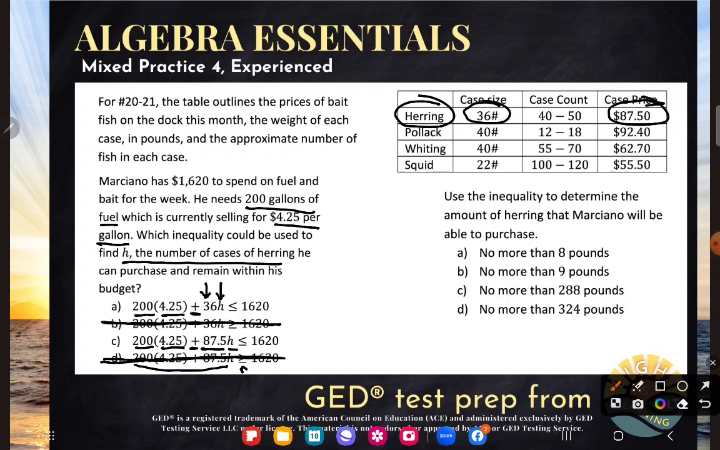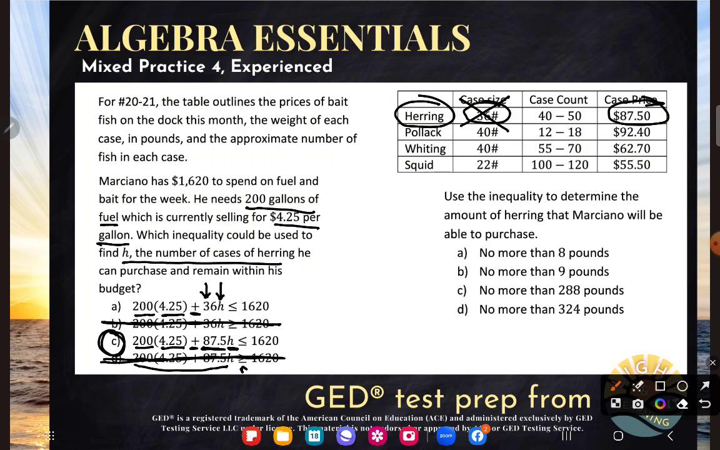I'm trying to figure out Marciano's little money problem. Dude has a money problem. We don't care about how many pounds are in a case right now. We care about how much this man is going to pay for a case. We're computing how much money he's going to spend. You don't need 36. You need 87.5. Why? Because that represents the cost of a case, and we're spending our money. C is the correct answer. It has us spending $87.50 per case of herring.